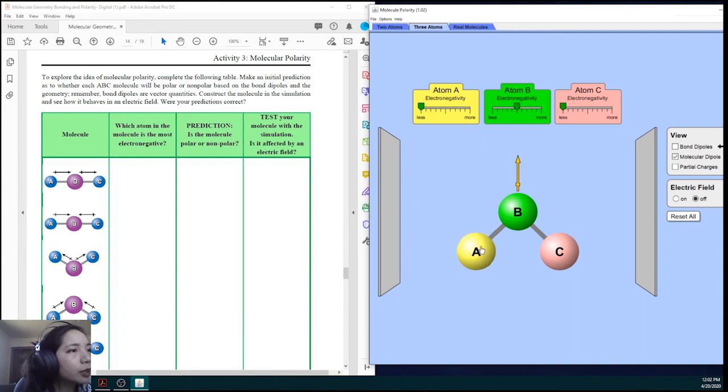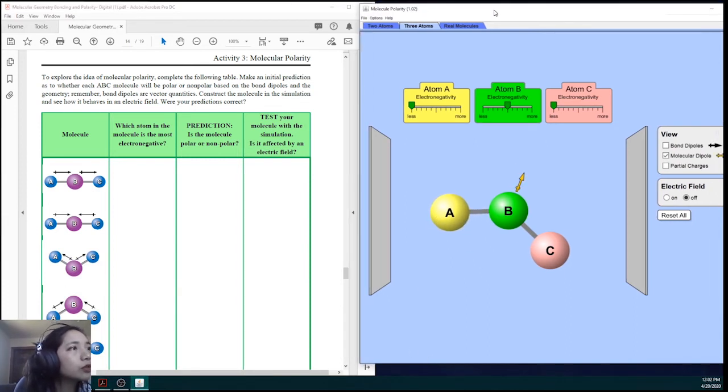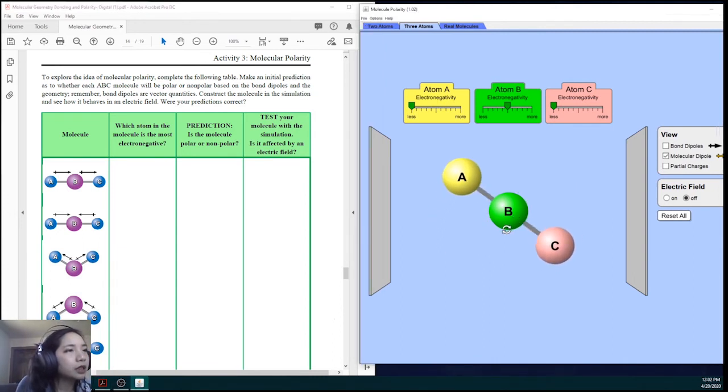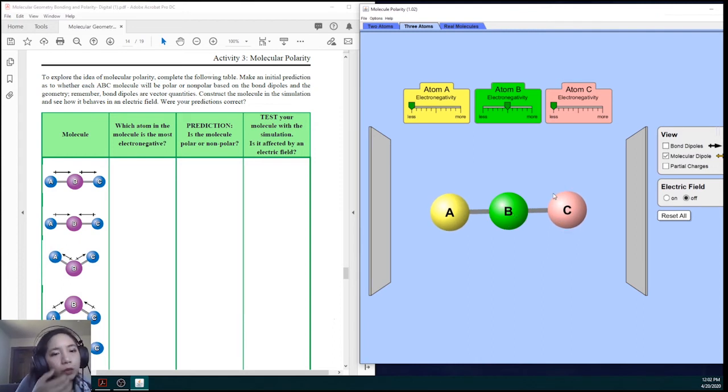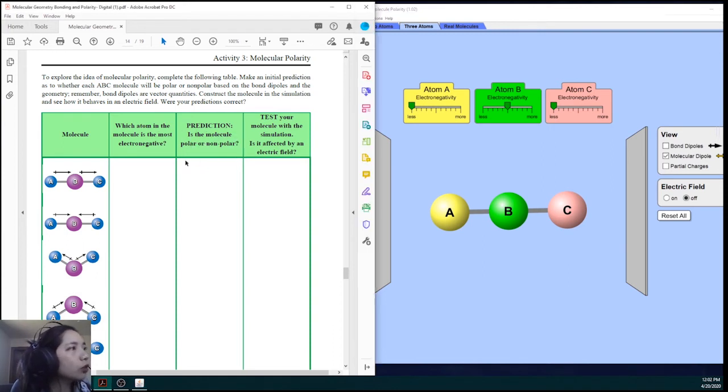All right, so I'm gonna make this molecule. I have to move some stuff around. Okay, so I made it flat. It's hard to make it completely 180 degrees. Okay, so if C is the most electronegative, we have to think, is this molecule polar or non-polar? So ask yourself, do these arrows cancel out? I always like to think of a tire. Let's say B is a tire.